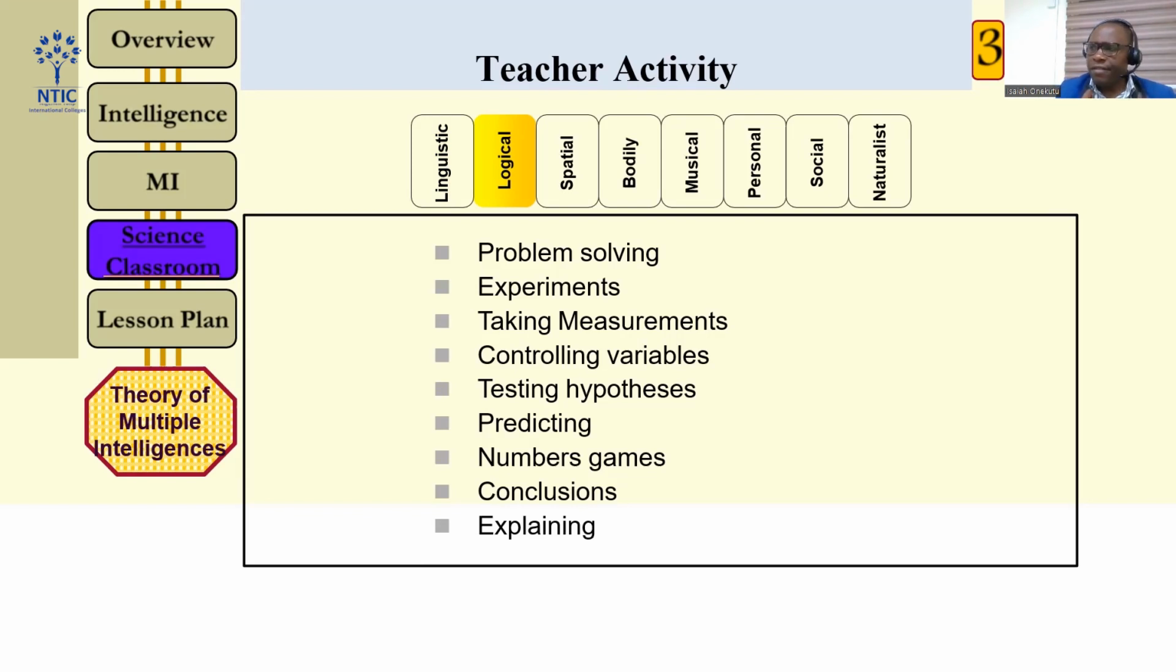Taking measurement. In physics class, they want to take measurements. They love it so much. They want to record values. They want to analyze. They control the variables. And they test hypotheses. They predict what is going to be the outcome of whatever they're doing. Now, it could be number games and they draw conclusions from all of this. They give you explanations. Now, this is very, very important for us to take note.